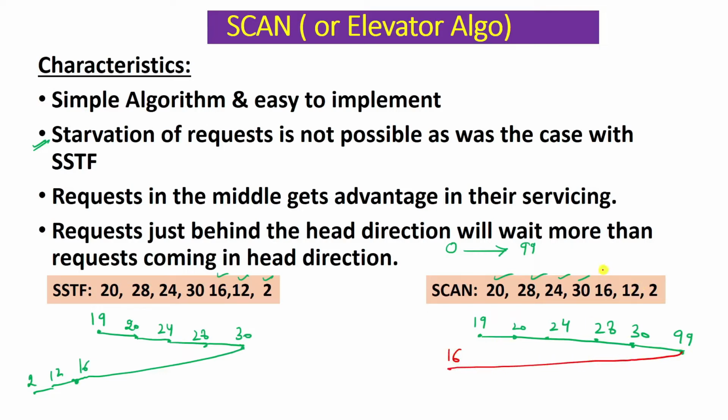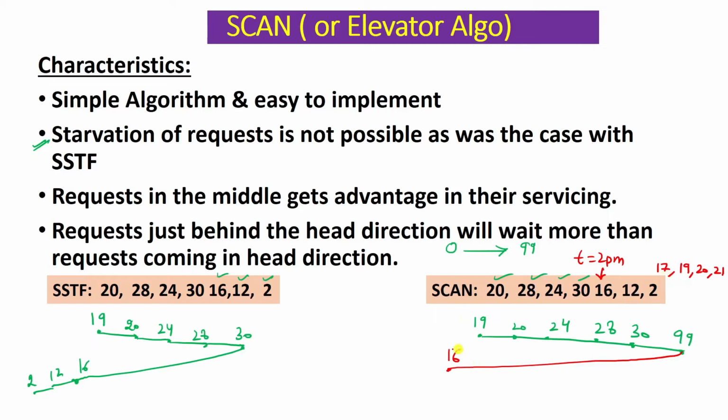Now let's take a scenario. Let's say at t equal to 2 p.m. we were serving this 16 cylinder request. Now at 2 p.m. let's say some other requests started to come into this IO request queue. So let's say these 17, 19, 20, 21 also arrive in the request queue at t equal to 2 p.m. So according to scan, what will be the order of request completion after 16? Should we go to 12 or should we go to 17?